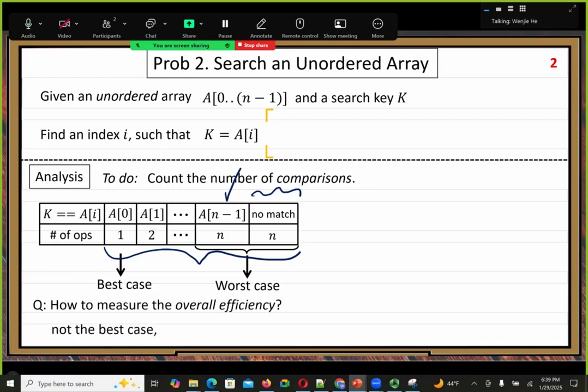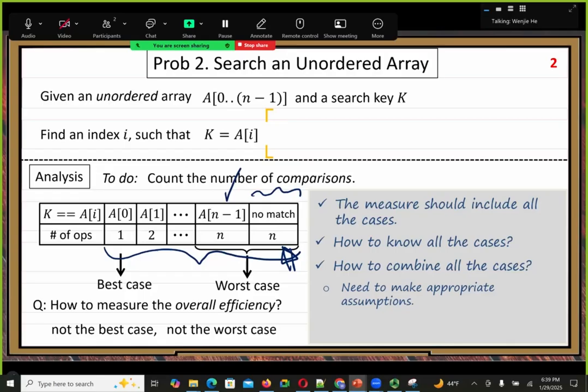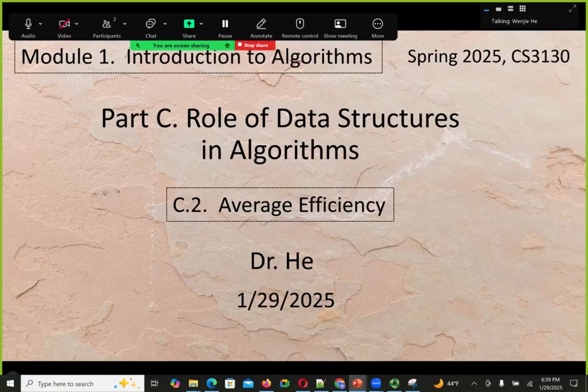How to measure the overall efficiency? Not the best case, not the worst case. So we need to do the average case. But when you work on the average case, you need to know the probability for this case. Only when you know that probability do you have a way to find the overall average. So here we need to make some assumption on that probability. So here, the average case efficiency.